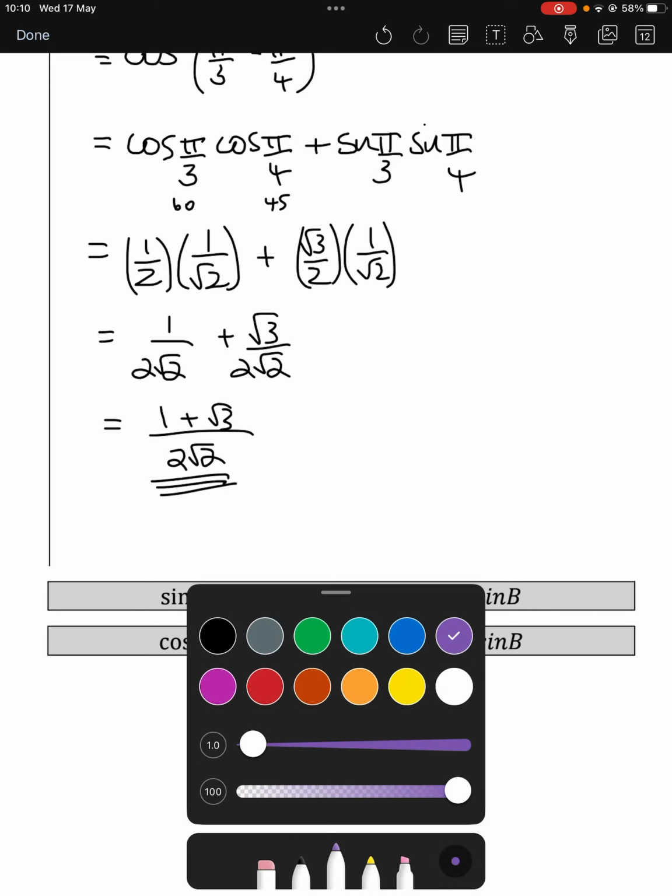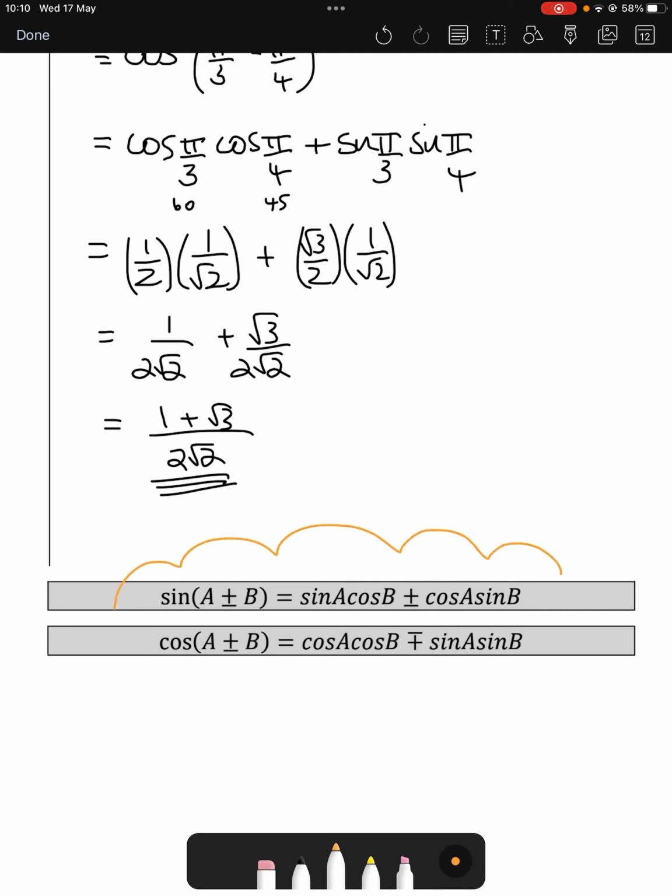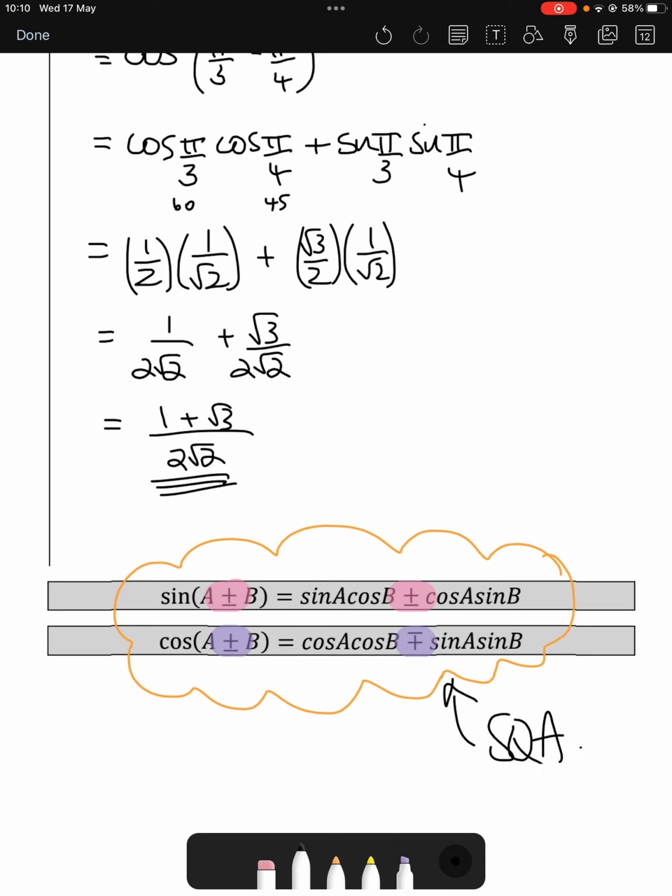Really important. Let's change my colour. Okay, and again, as I stressed earlier, plus or minus there goes to plus or minus. In cos, plus minus, minus plus. Okay, really, really important. This is how the SQA give it. So every time this comes up, you're like, oh, turn to the front, get up.